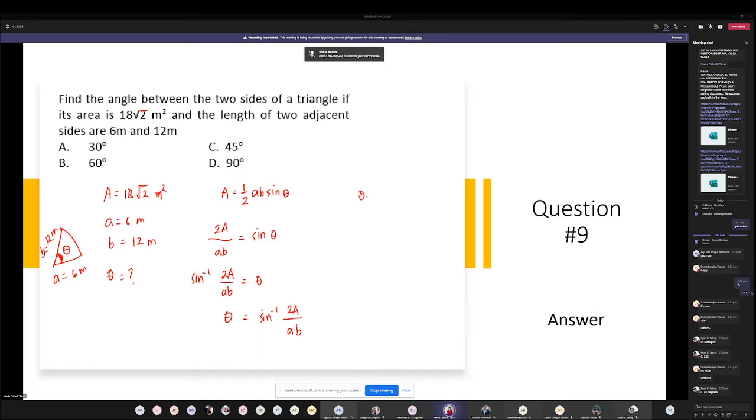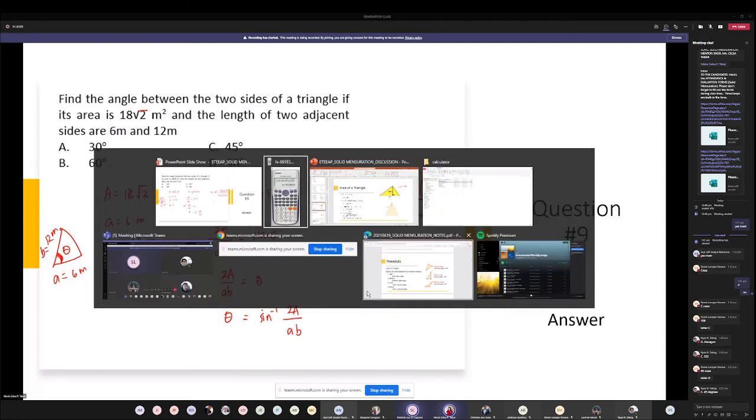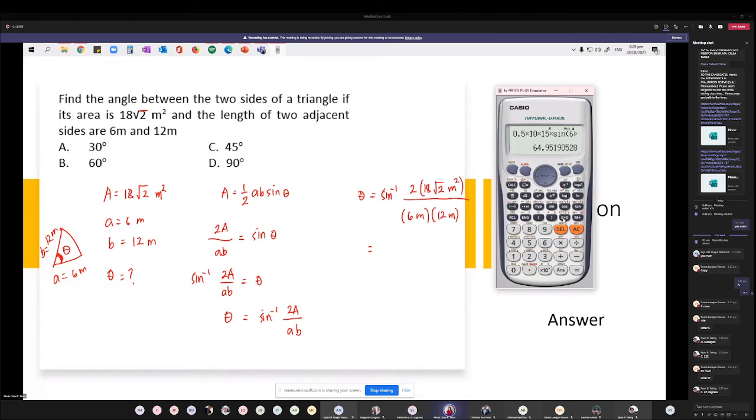Anyway, so for theta, you plug in the values. So arc sine of 2 times 18 square root of 2, that's in square meters, then divided by the product of 6 meters and 12 meters. So the arc sine is the one above the sine button. To get the function above it, you have to press shift and then sine. Or maybe in your calculator, there's a second function. Not shift, but second function. So you can use that.